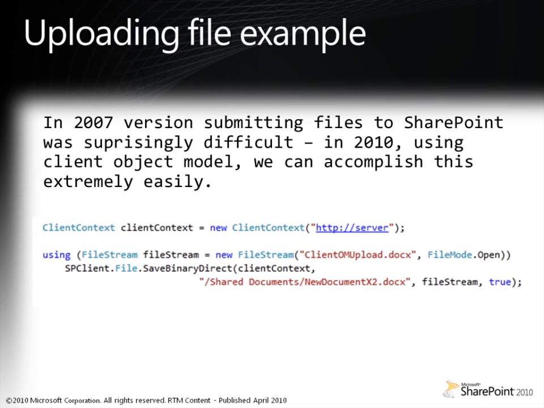A good example of the power of the client object model is the file handling capabilities. In the 2007 version, submitting files to SharePoint from a remote location was surprisingly difficult. In 2010, with the client object model, we can accomplish this extremely easily. As you can see from the example, we only need to create the client context, and after that there's support for uploading file information to the server. In this case, we are deploying our locally present upload.docx to the Shared Documents folder located in a remote SharePoint installation.